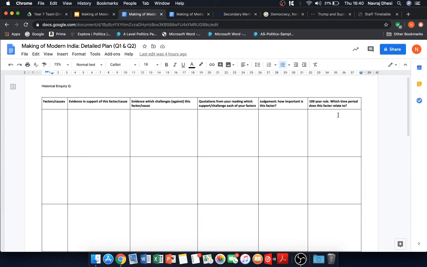And then in this final column, you'll be looking at placing each of these causes into the chronological time period, the 100-year period. So which time period does this factor relate to? Does it relate to the whole 100-year period? Does it relate to, for example, the 1920s to the 1940s? Or really was it consistent throughout the century?